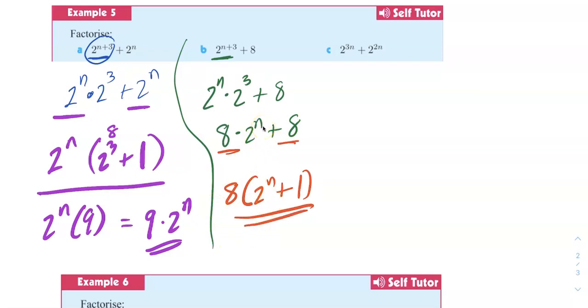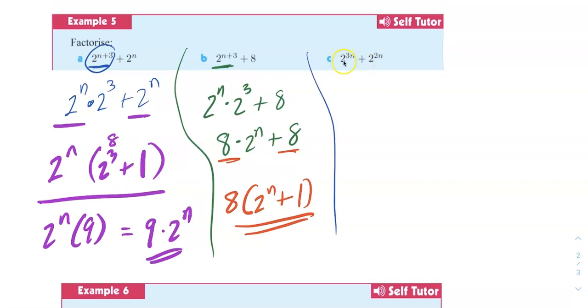Next one. So this is a little tricky. 2 to the 3n plus 2 to the 2n. The general idea here is it's not like a plus sign where you can separate it. What we want to do here is factor out as much as possible. So this has 3n's, this has 2n's. So what's the most you can factor out? A 2n. So we want to pull out a 2 to the 2n from both numbers.